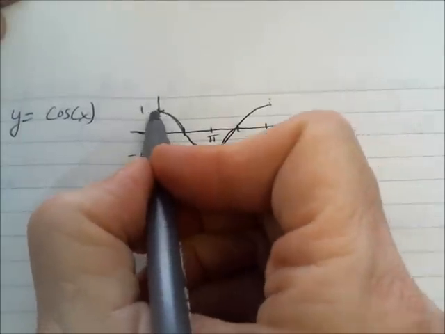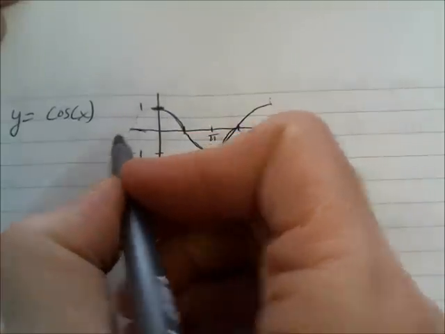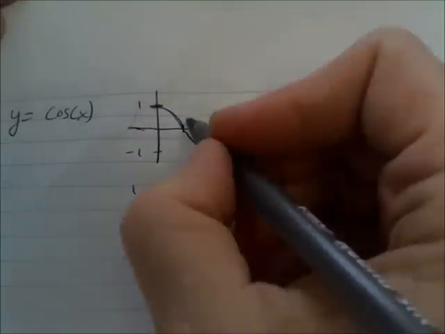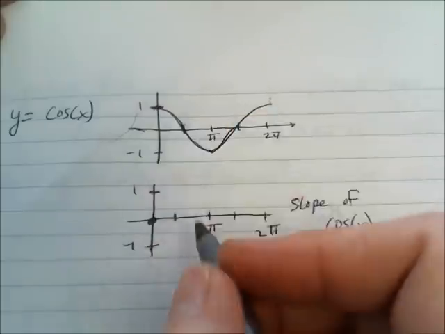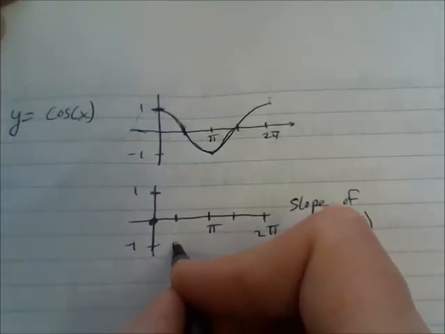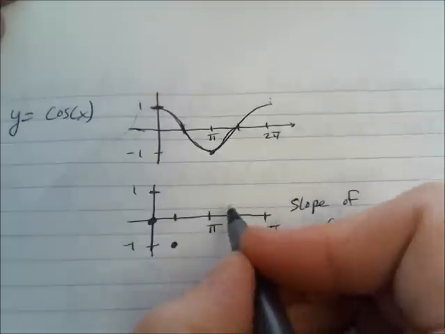So right here, this slope is equal to 0 because it tops out and starts heading down. This slope here at x equals pi over 2 is equal to negative 1. The slope of the cosine curve at x equals pi is equal to 0.